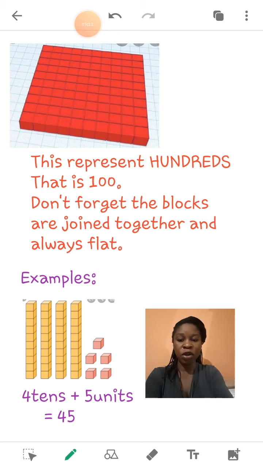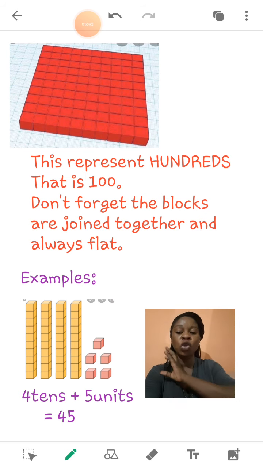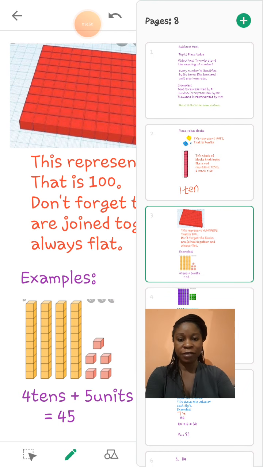Now I've made an example for you. I have a yellow stack of blocks. If I'm to count these, I will say 1, 2, 3, 4. So that gives me 4 blocks. Remember we said that once the block is stacked and single, it becomes a tens. So that is 4 tens, and the unit is usually separated, not joined together. Whenever you see a block separated from each other, it becomes a unit. So we have 4 tens plus 5 units. Let's move to another slide.